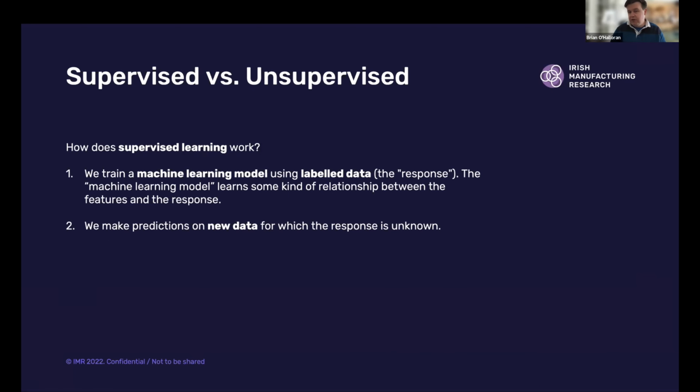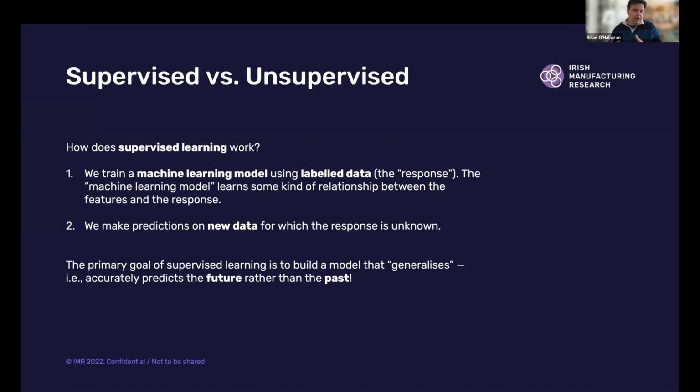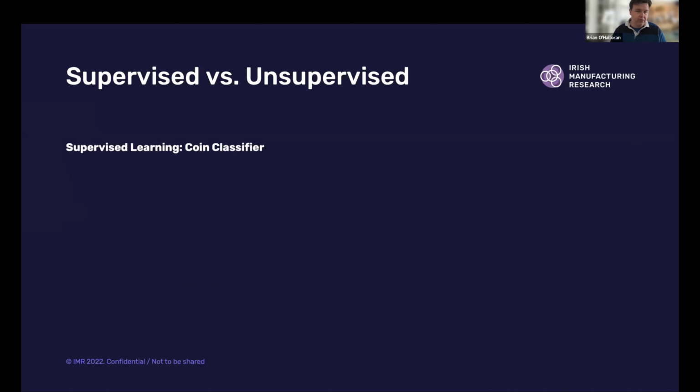And so if we have new data where we don't have a response, so it's something that's in the future perhaps, we can use this relationship between the features and the response to predict a new response. So we can make predictions on new data where the response is unknown. The primary goal of supervised learning is to build a model that generalizes really well, so that as we vary around the training data, we can accurately predict the future rather than the past.